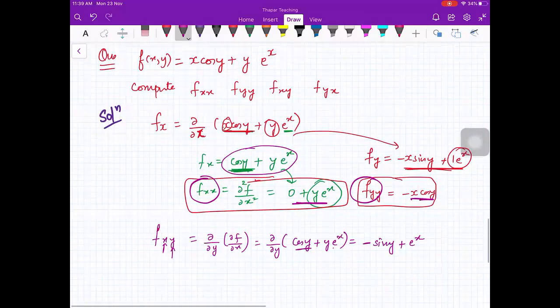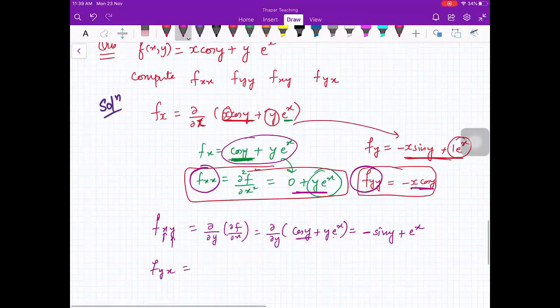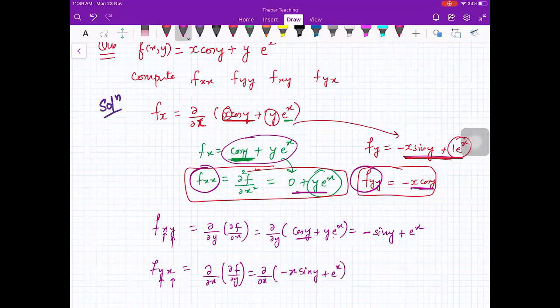And if you compute fyx, that will be first with respect to y, then with respect to x. So that means ∂/∂x of ∂f/∂y, which is here: minus x sin y plus e raised to the power x. If you differentiate with respect to x, you will get minus sin y plus e raised to the power x.